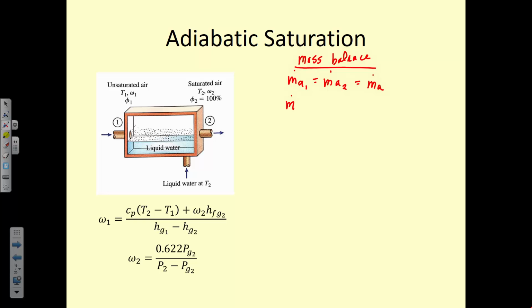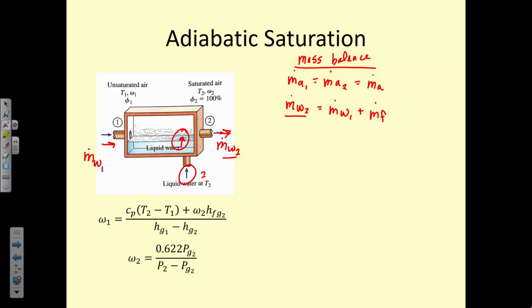The mass flow rate of the water coming in here at state 2 is equal to the mass flow rate of the water that's coming in with the air, plus whatever's evaporated into it. Okay, so this flow of the water out is equal to the flow of the water in with the air, plus there's some that's being evaporated and being added to it. Does that make sense?